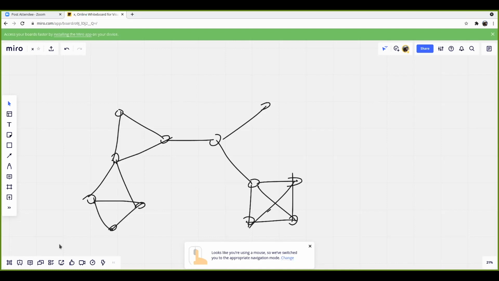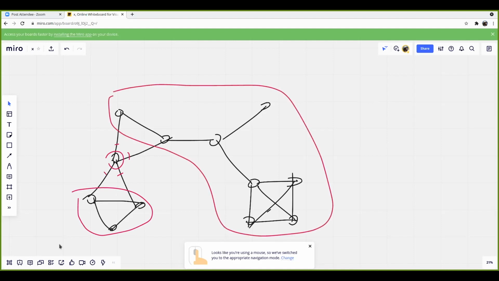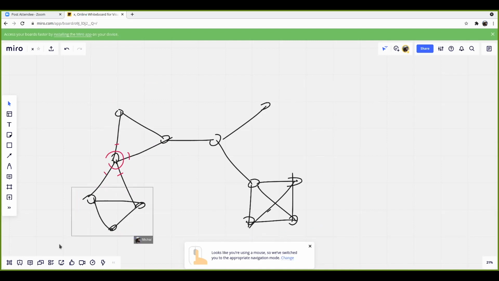So for example, now the vertex circled in red is a cut vertex. If you remove this vertex from the graph and remove all of the adjacent edges, you will get two separate connected components. This is one, this is the other. Or in general, if the graph is already disconnected, the usual definition of a cut vertex is generalized to say that the number of connected components increases if you remove such a vertex.